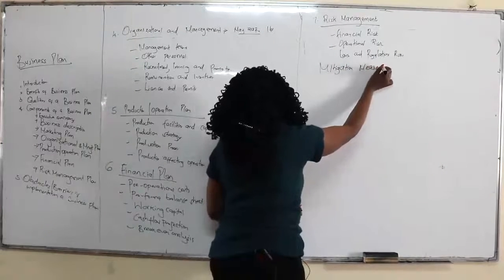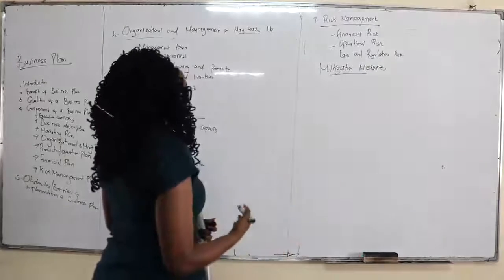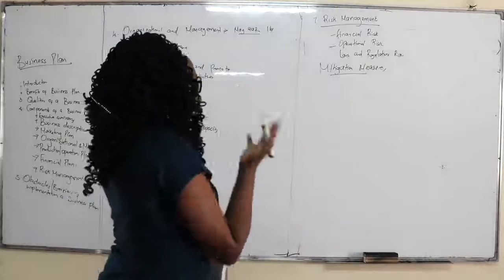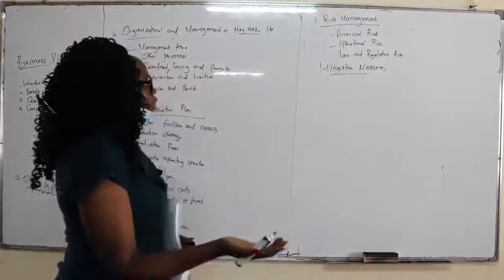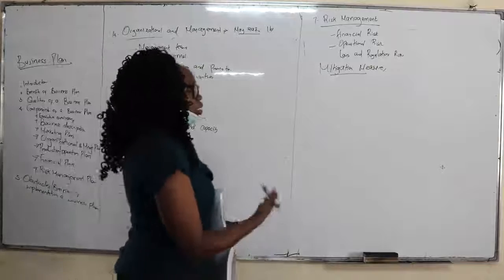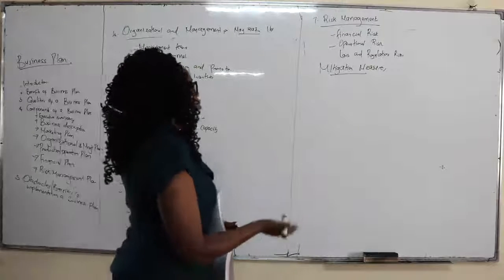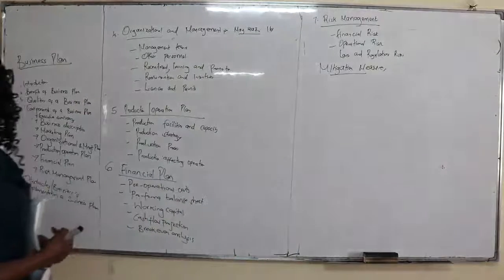In case you are faced with any type of risk, how are you going to overcome it? Maybe when it comes to financial risk, you might come up with alternatives through which you can acquire financing. When it comes to operational risk, maybe you have a backup in case you lose a major client or a major supplier, and so forth. So that is the end of our business plan.